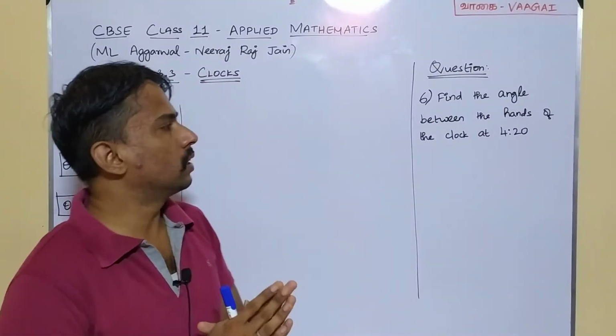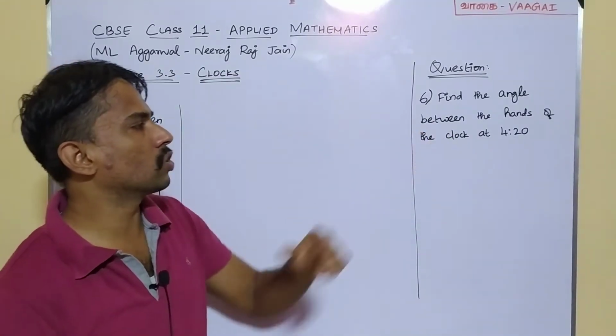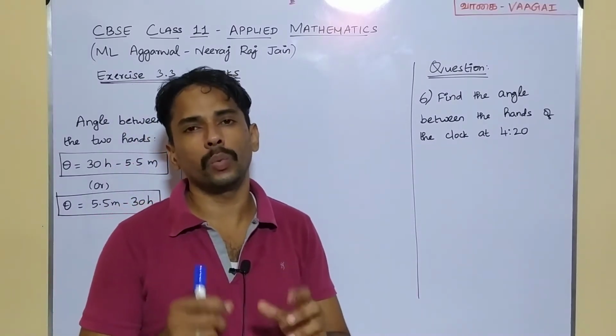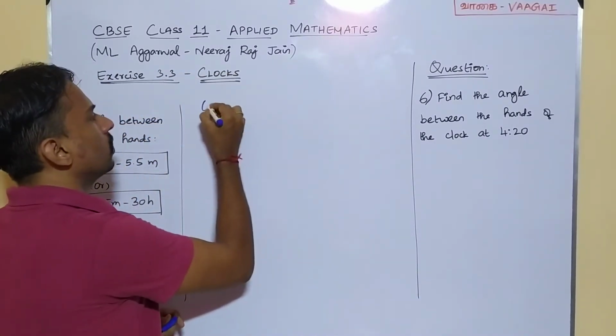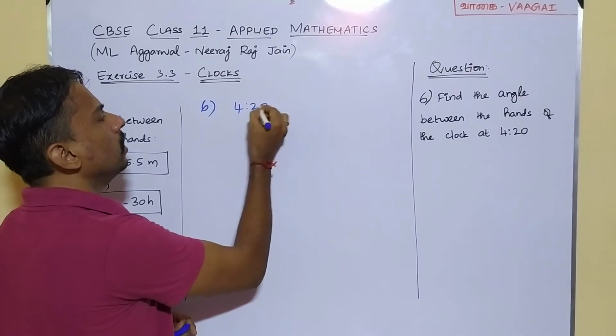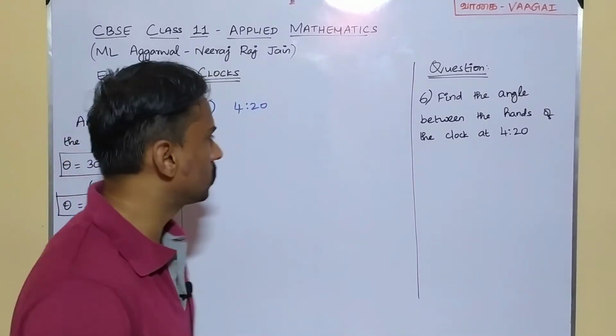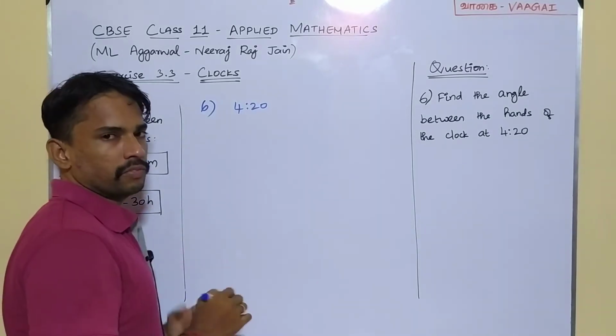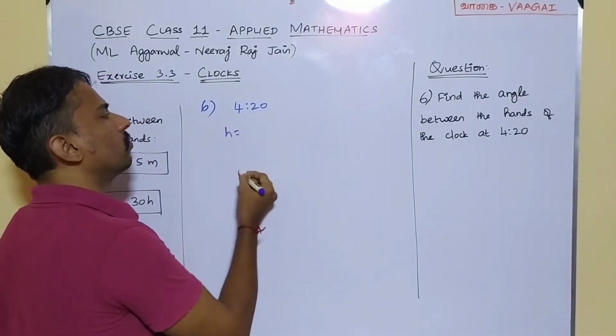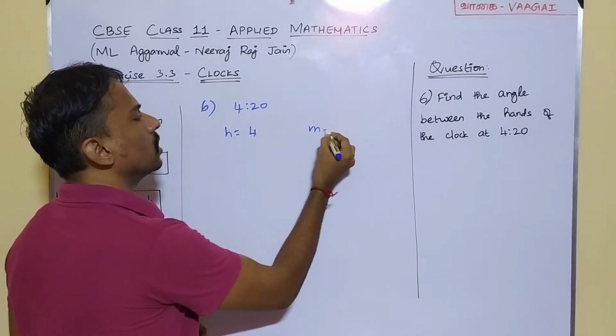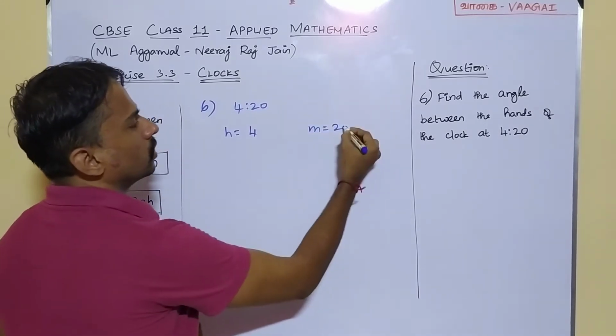Question number 6 with us. Find the angle between the hands of the clock at the time 4:20. So here the time given is 4:20, and again like our previous question, we are asked to find the angle between the two hands. And since we have the time very clearly, we can tell the value of h is equal to 4 and m is equal to 20, right? Yes, it is very clear.